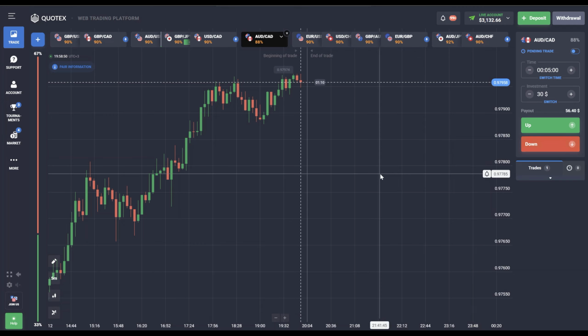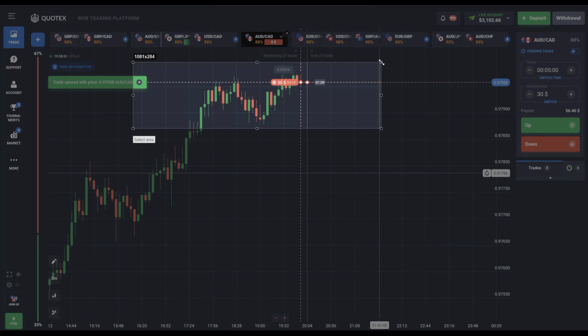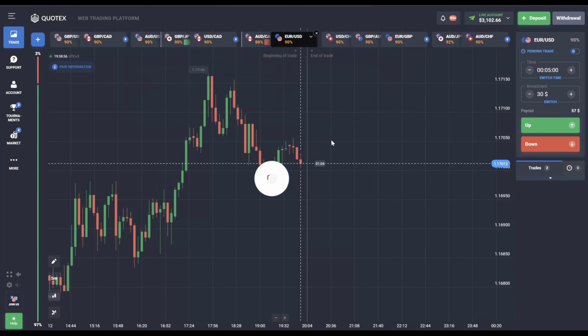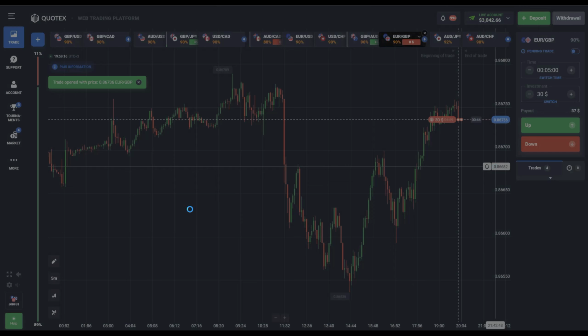Australian dollar, Canadian dollar. Let's try to open a short position. Local maximum. British pound, Australian dollar. Trade for an increase. Support zone. And it's also possibly a local minimum. Euro, British pound. Let's try to open here too. I'll open a short position.